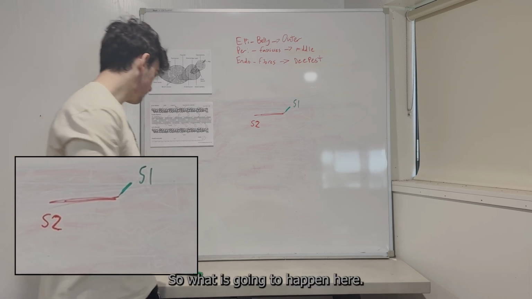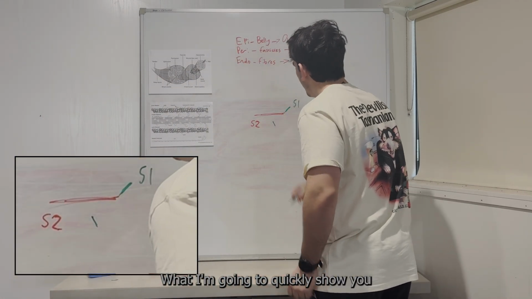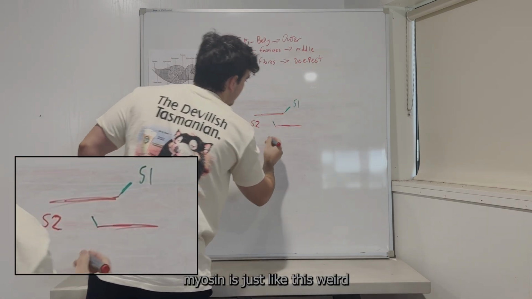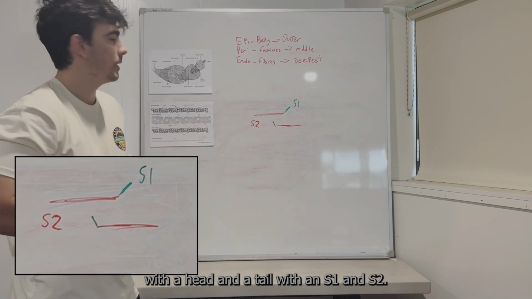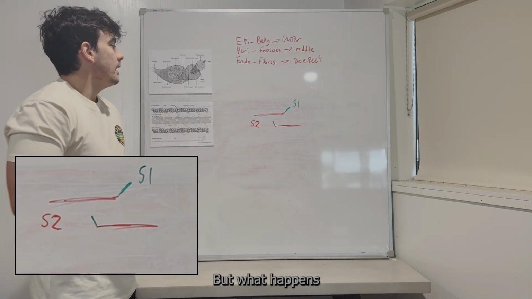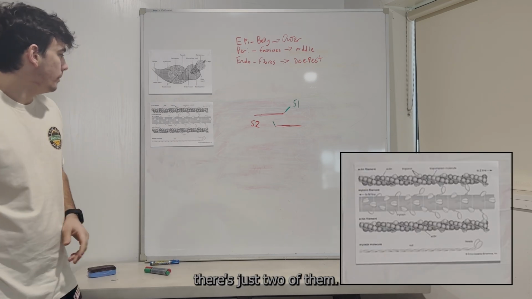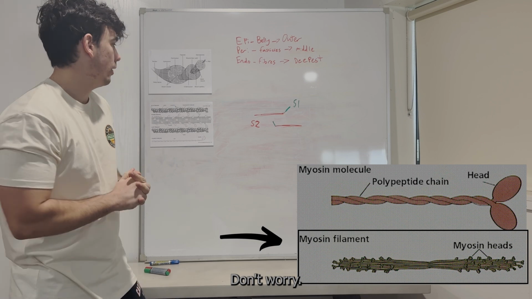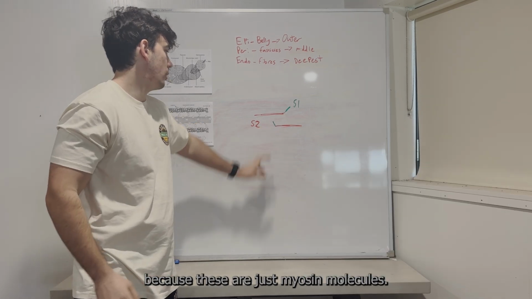Okay, cool. So what I'm going to quickly show you is that by themselves, myosin is just a weird kind of thing with a head and a tail, with an S1 and an S2. But if you get lots of these myosins together, as you can see here, there's just two of them, they wrap around each other. And I'm going to put an image on screen of what a full myosin filament would look like, because these are just myosin molecules.